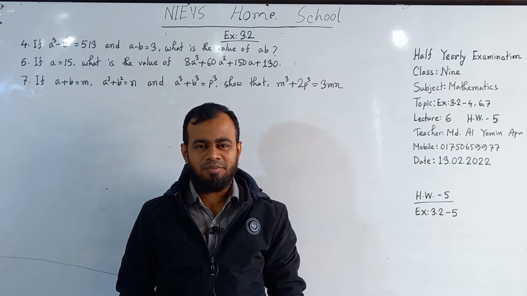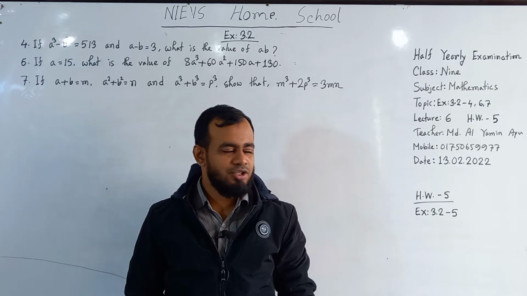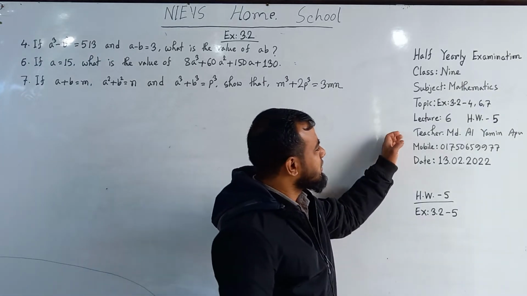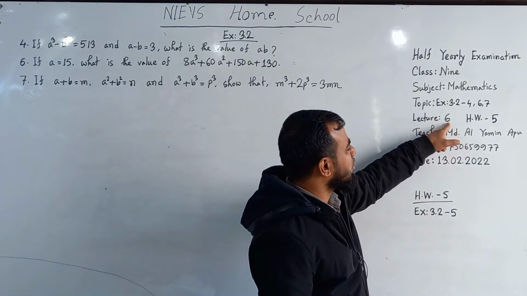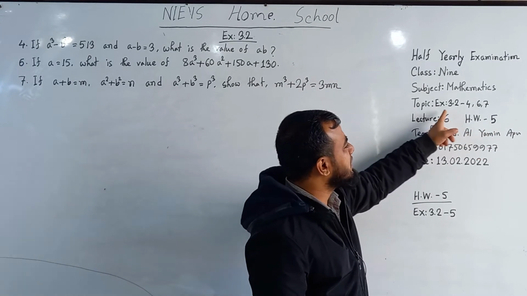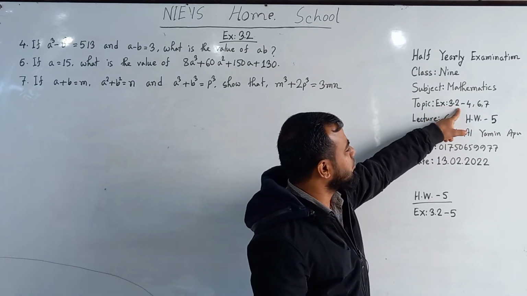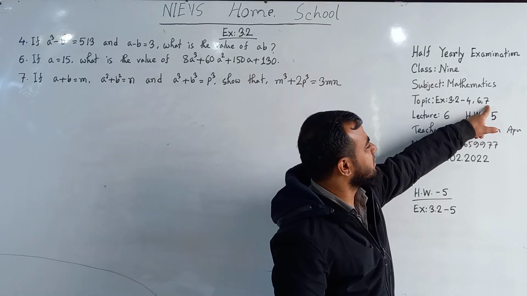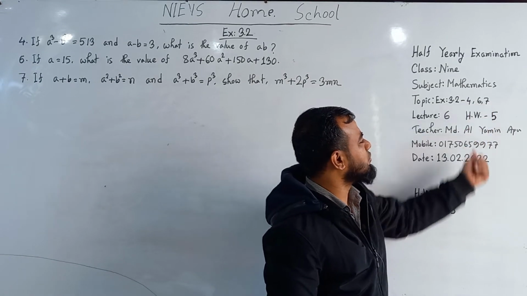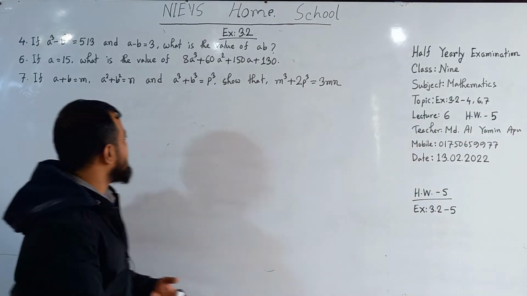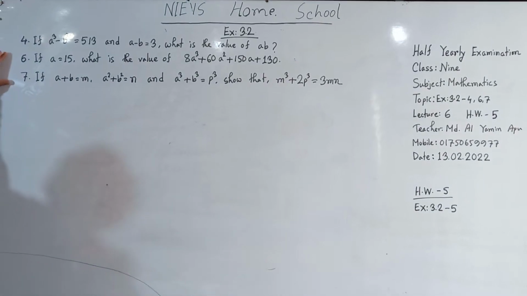Today I am going to take a math class for the students of class 9. So let's start. Today's lecture number is 6 and you have a homework. Your homework number is 5. Today's topic is exercise 3.2, questions 4, 6 and 7. That means 3 questions we will solve today. Have a look at these 3 questions. I have already written them down on the board.